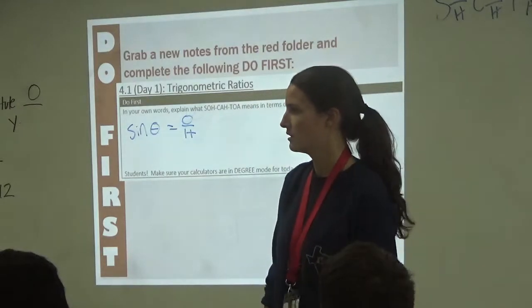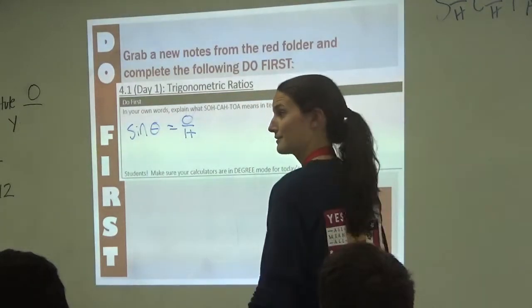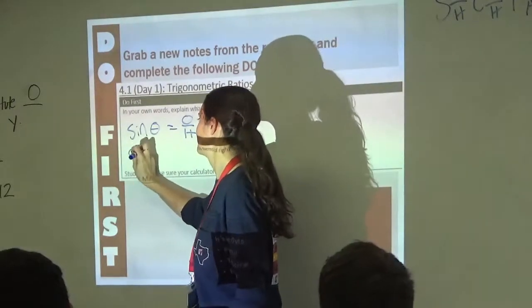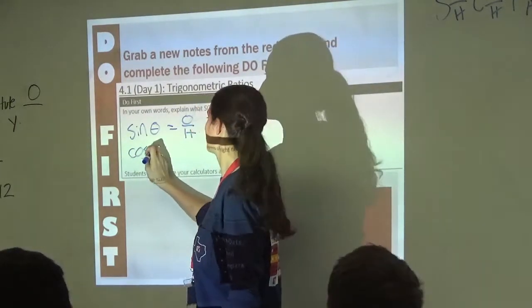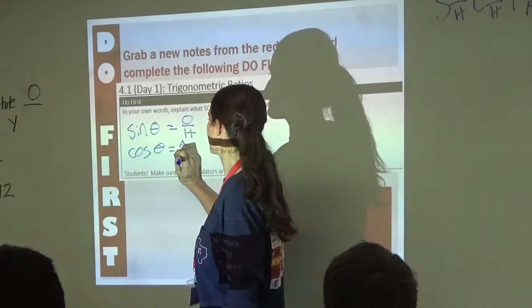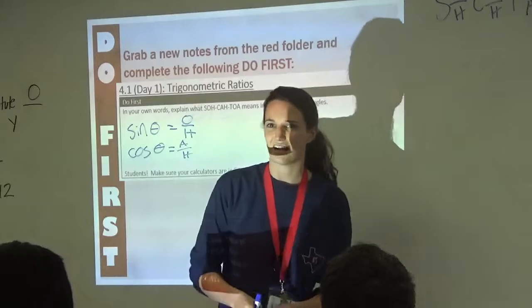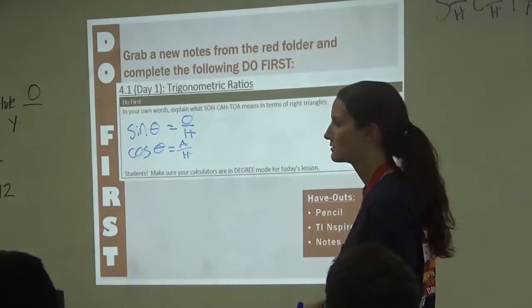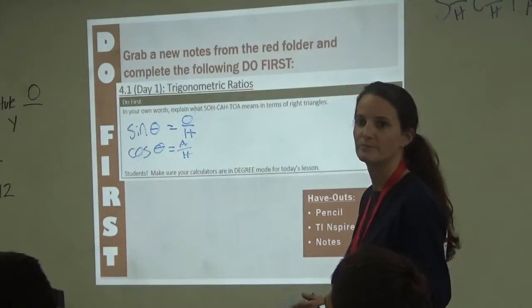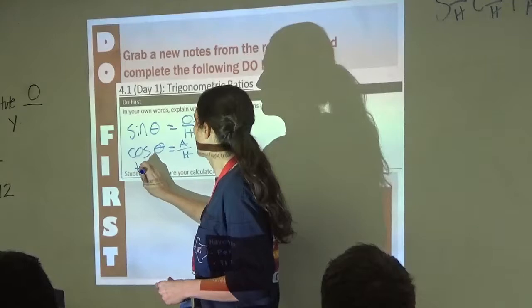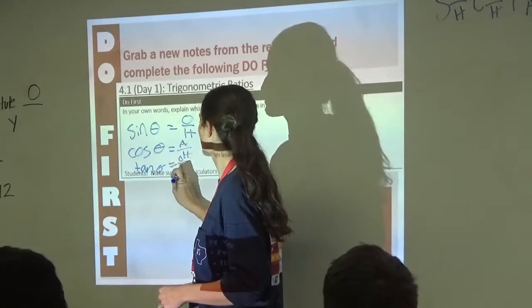Melanie? For cos is... cosine, you mean? Okay, co stands for cosine, and it's adjacent over the hypotenuse. The A and the H stand for adjacent and hypotenuse. And the last one, Melanie, pick one more person. Sammy? Tangent is opposite over adjacent. Okay, opposite over adjacent.